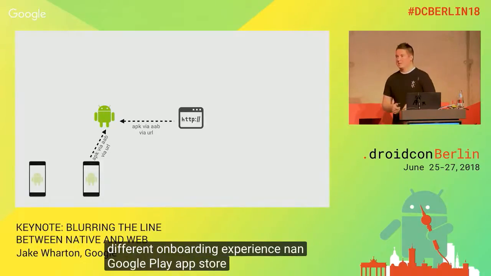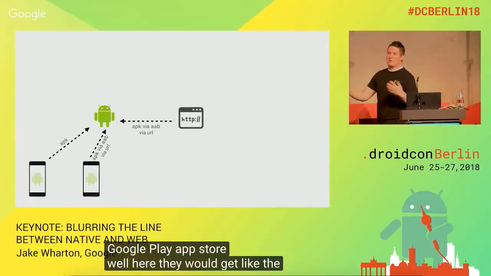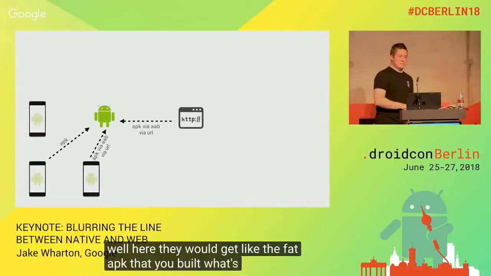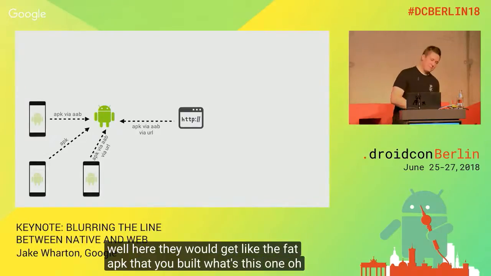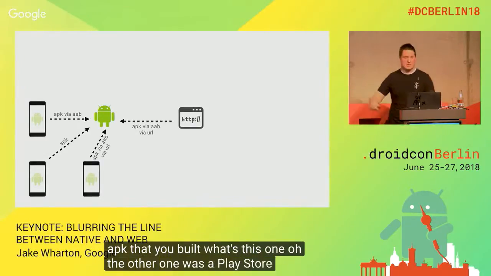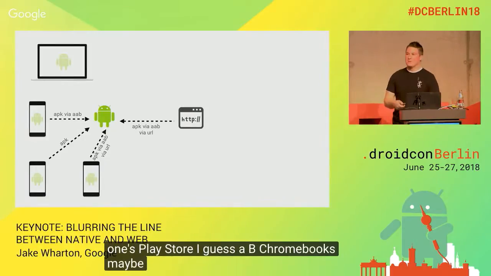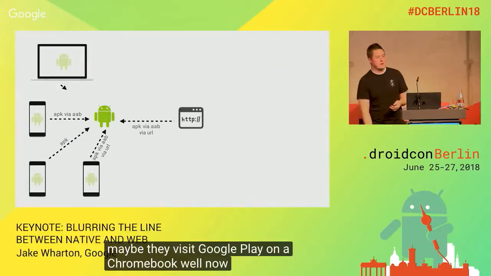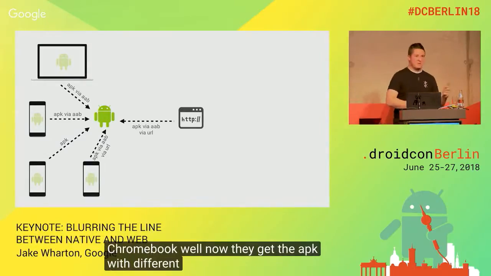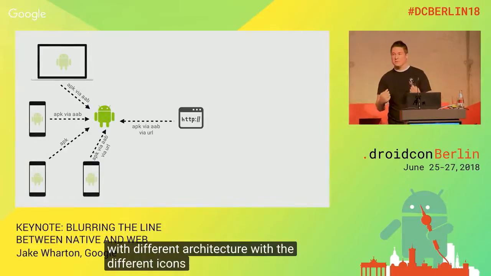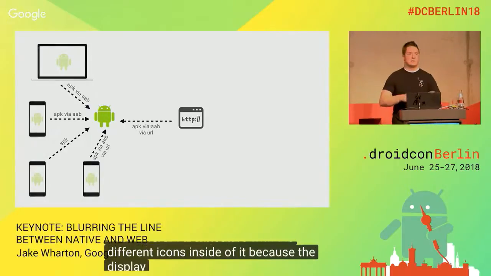Non-Google Play App Store. Well, here they would get the fat APK that you built. What's this one? The other one was a Play Store, but this one's Play Store, I guess. AAB. Chromebooks. Maybe they visit Google Play in a Chromebook. Well, now they get the APK with different architecture, with different icons inside of it because the display is different.